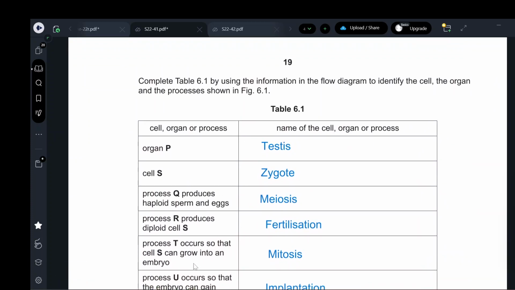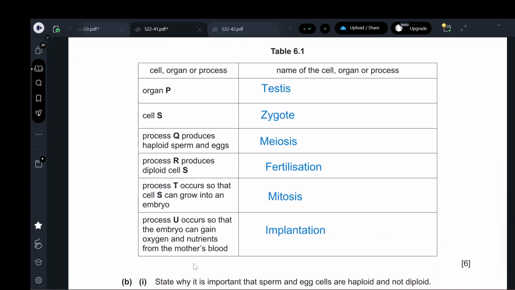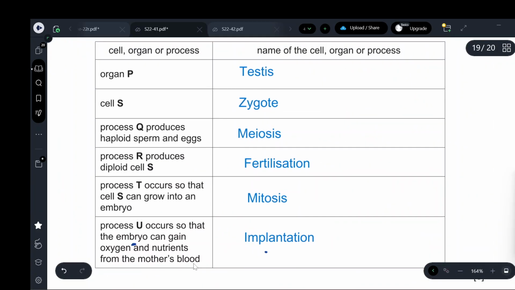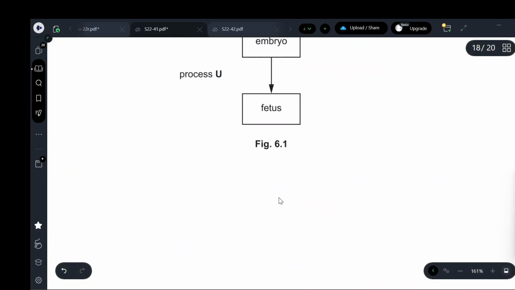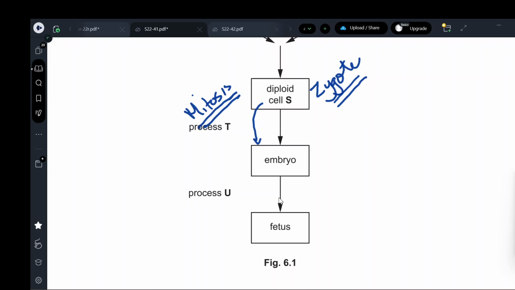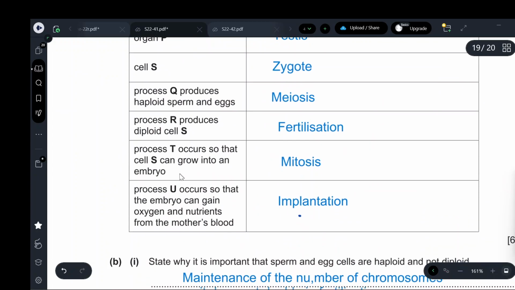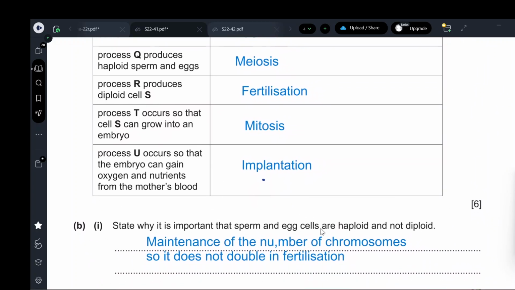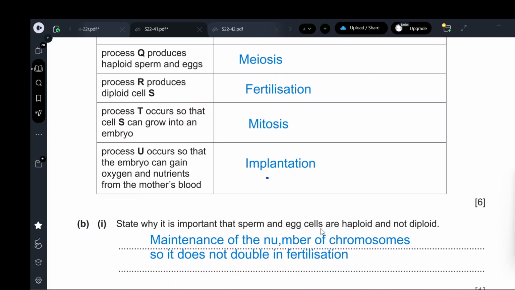But what is the last sentence? Process U occurs so that the embryo can gain oxygen and nutrients from the mother's blood. What happens to the embryo so it can gain oxygen and nutrients? It implants in the lining and then it starts growing more and more, forming a fetus. So process U, which occurs so that the embryo gains oxygen and nutrients from the mother's blood, will be implantation.